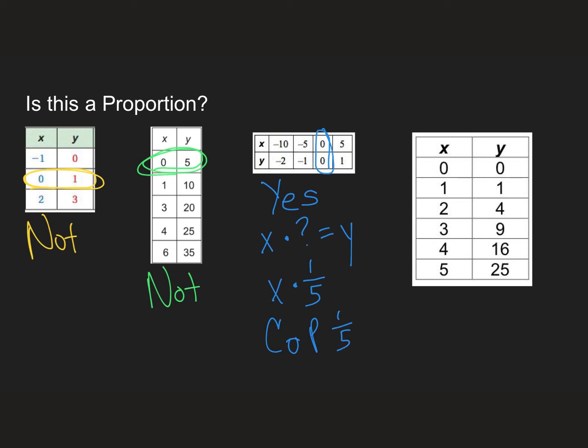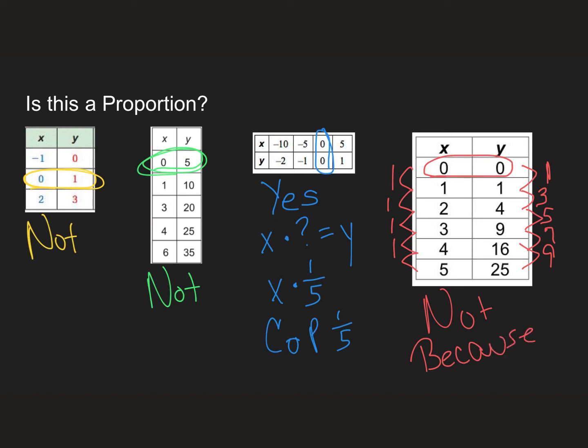And finally, let's look at this last one. I can see that when x is 0, y is 0, but remember the other part of our definition of proportion. It has to be linear. If I check my rate of change, here it goes up by 1. But here it increased by 1, then it increases by 3, then it increases by 5, then 7, then 9. So this one is not proportional because it's not linear. Because it's not linear, it does not have a constant rate of change. So non-linear ones are never proportions.